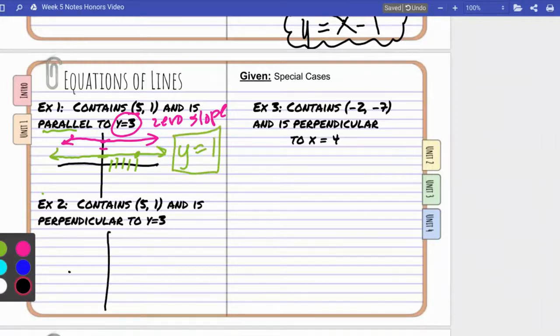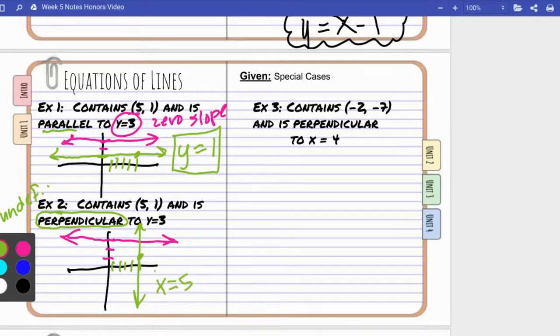Okay, same situation down here. I got y equals 3, 0 slope, of course. It's going to be horizontal. We want the equation of a line that's perpendicular to y equals 3, but goes through the point 5, 1. Well, if it's perpendicular to y equals 3, that means it's going to have undefined slope. So that means it's going to have to be vertical, so it's going to go straight up and down. The equation of this line is x equals 5 because it goes through the x-axis at 5.